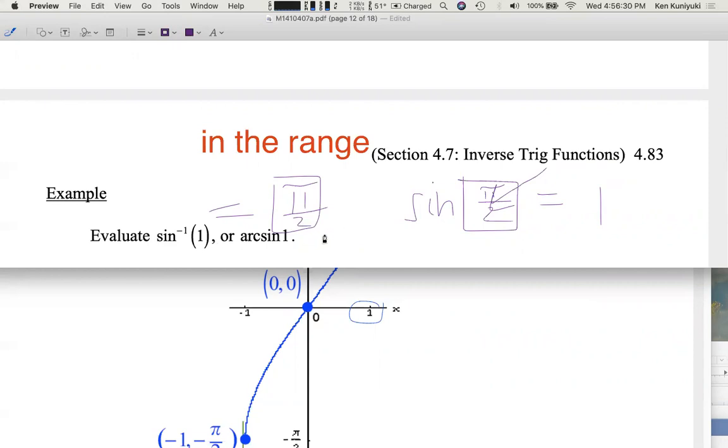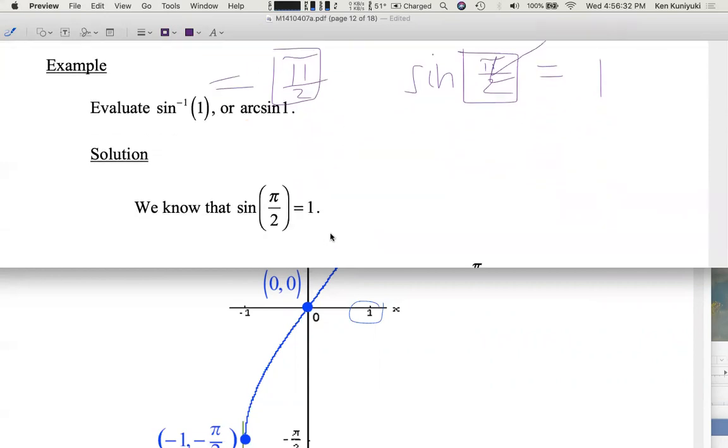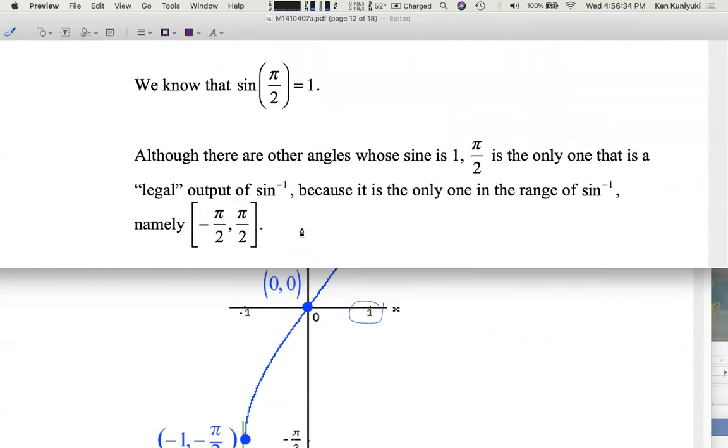The inverse sine of 1 is pi over 2. It's not 5 pi over 2. You have to keep the range in mind. That's why we kept hitting that theme like in previous videos. We'll do some more examples in the next video.